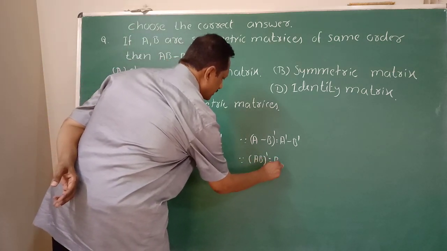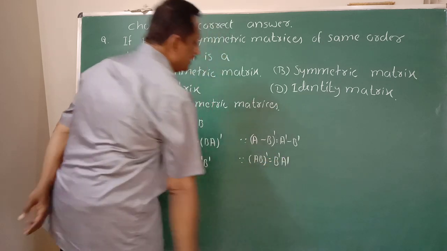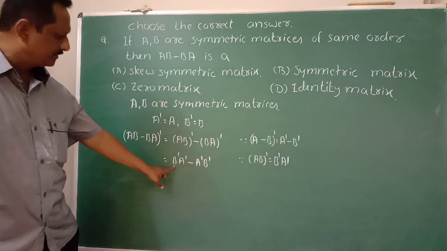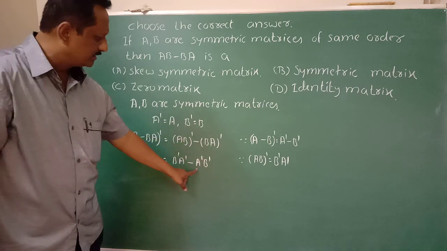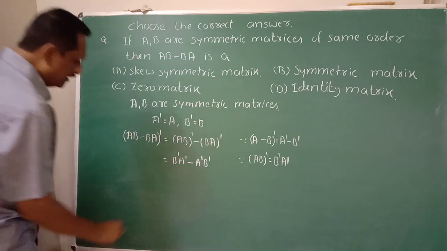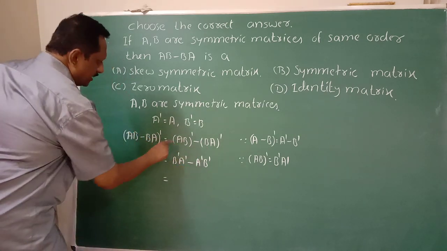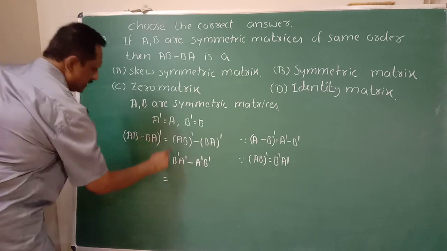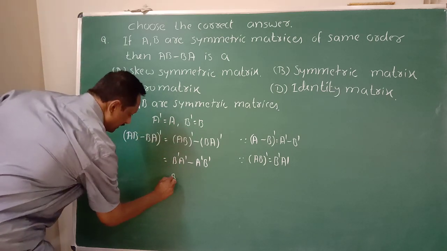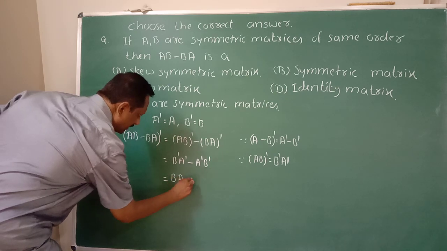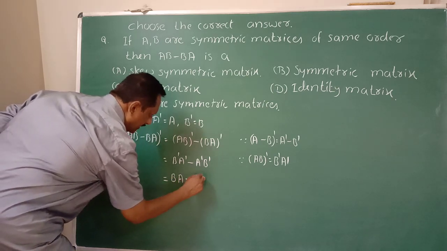(AB)' is equal to B'A'. So (AB)' is B'A'. (BA)' is A'B'. Then this is equal to, here B' is B and A' is A. Hence B' is B, A' is A, and A' is A and B' is B.